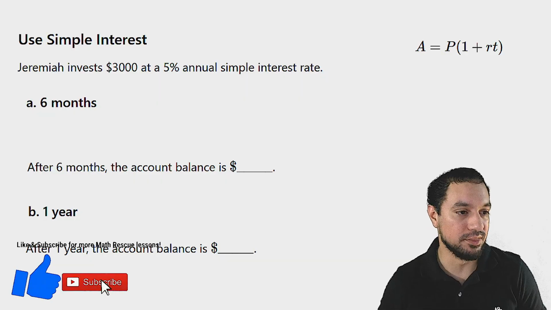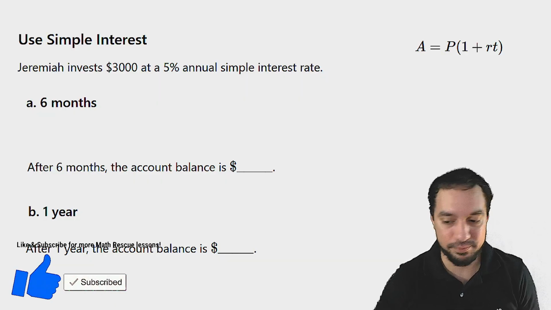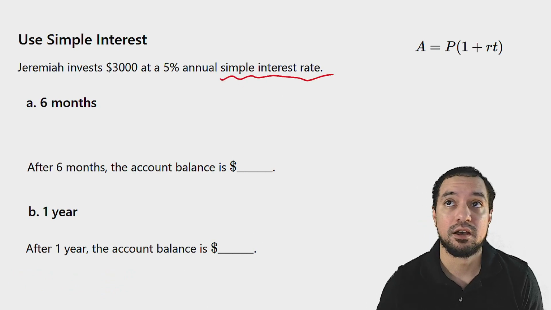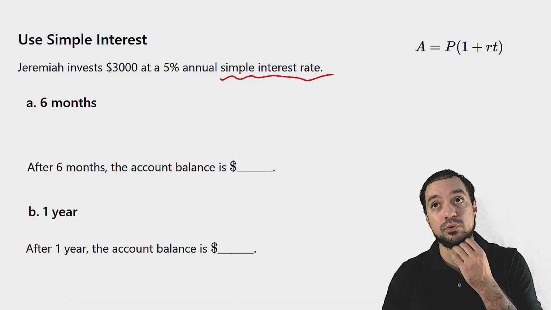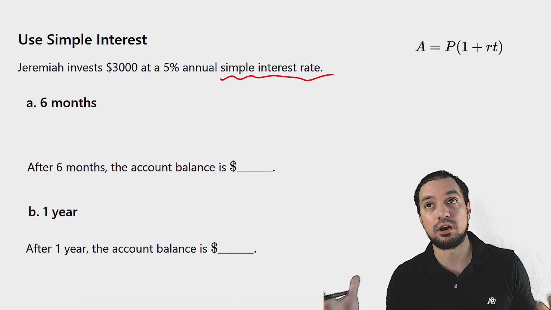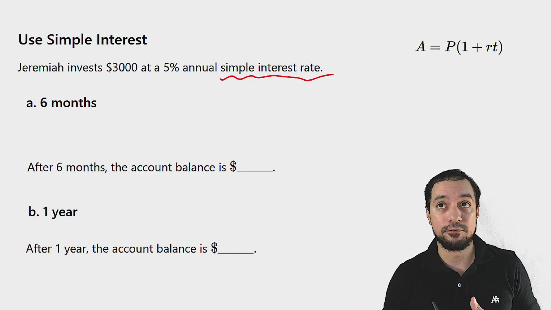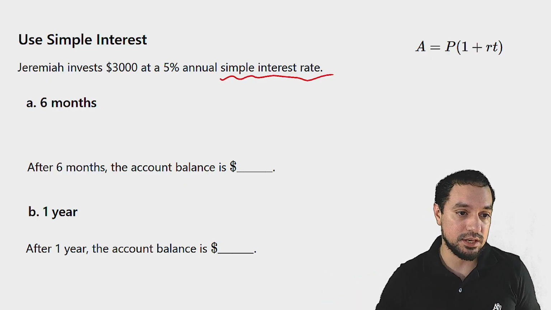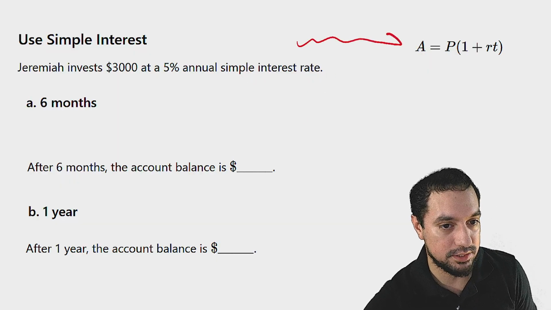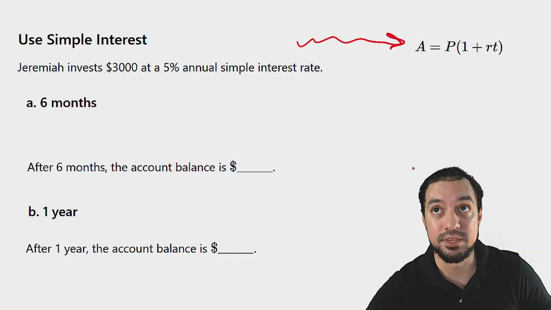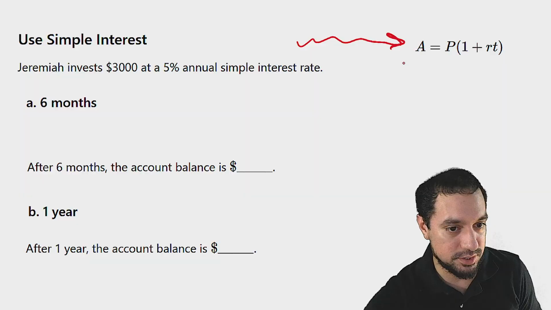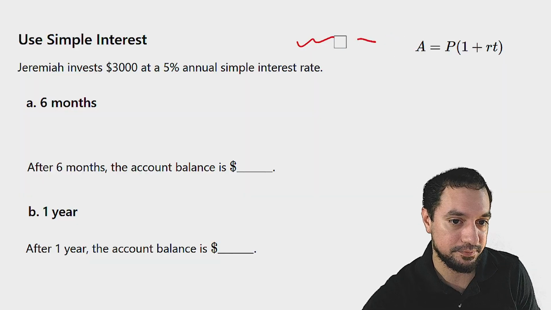Alright, so this is a simple interest problem. I know it's a simple interest problem because they tell me. A lot of times with these problems, they will tell you if it's simple interest, if it has a specific compound time frame, or if it's continuously compounding. In this case, it is simple interest, and they are telling us. And so that tells us we must use this formula here. This is the simple interest formula. There are other interest formulas. This is the simple interest formula.